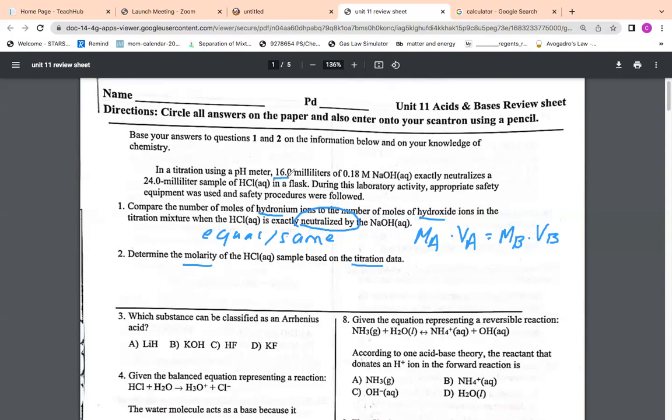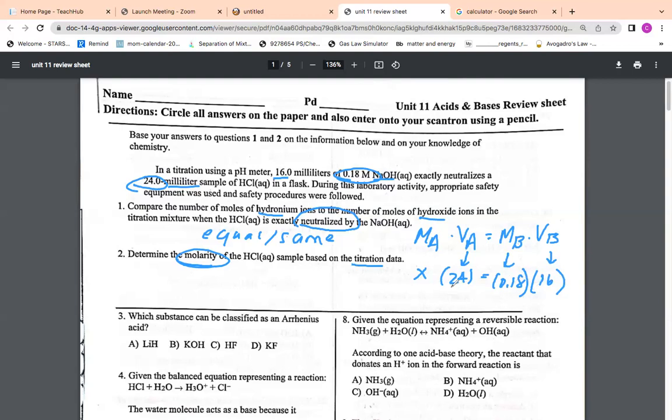Here I can see that we have 16 milliliters of NaOH. So we're talking about the base here, and that's the volume. And the molarity is 0.18. And then we are given the volume. I know it's volume because it's milliliters. We're given the volume of the hydrochloric acid, which is 24. And what we're looking for is the molarity of the acid. That's M sub A. So we are going to simplify here.